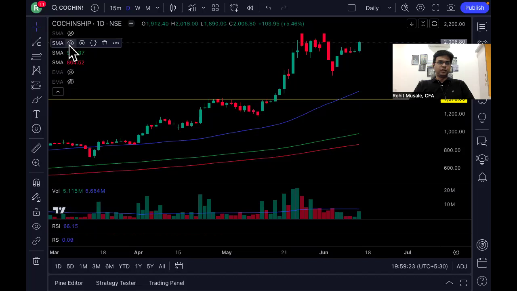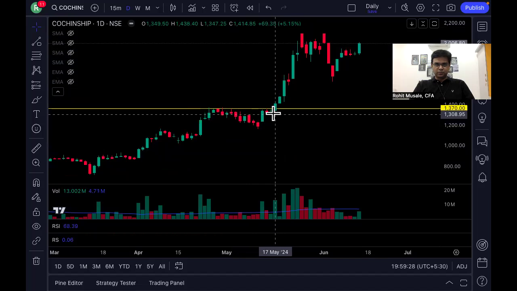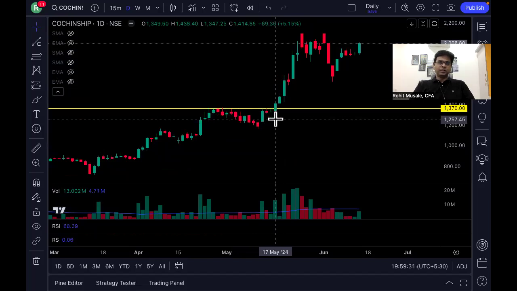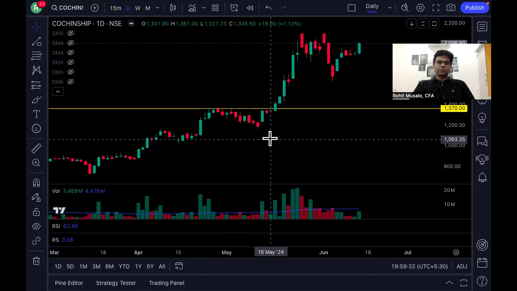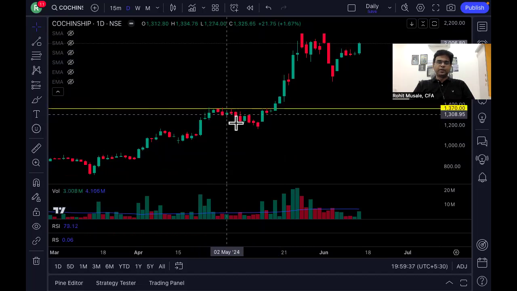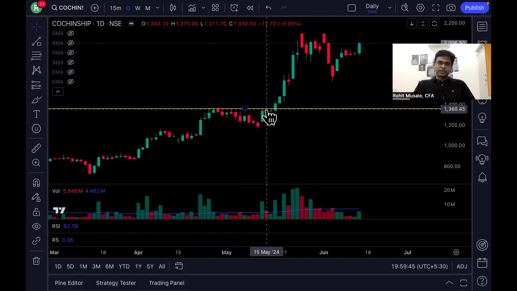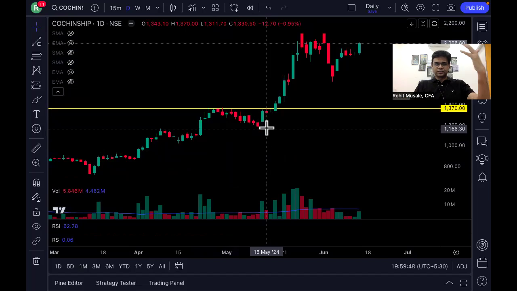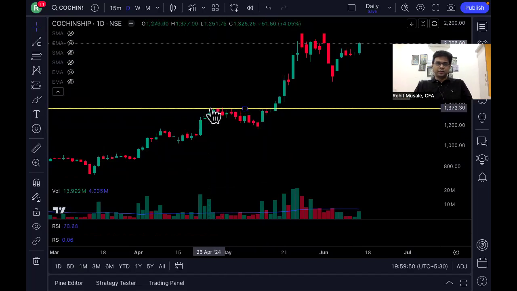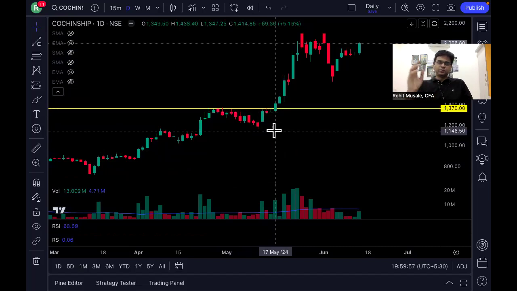First, let me remove these moving averages just to keep the chart simple for you. So if you look at this base, before this breakout candle, which happened on 17th of May, here is the first point in the base, the high of this candle. Then this is the lowest point in the base. Then the high of this red candle is the third point in the base, the next highest point, which is below this high. And then this small baby candle, which is the inside candle, the low of that small baby candle is point number 4.